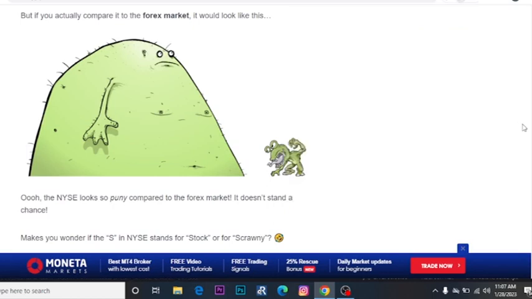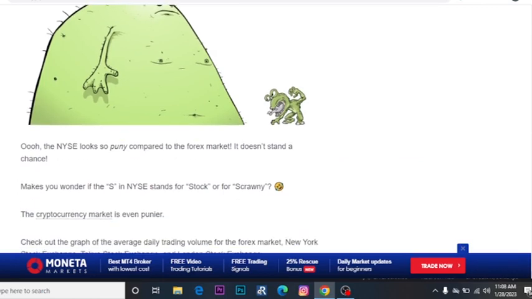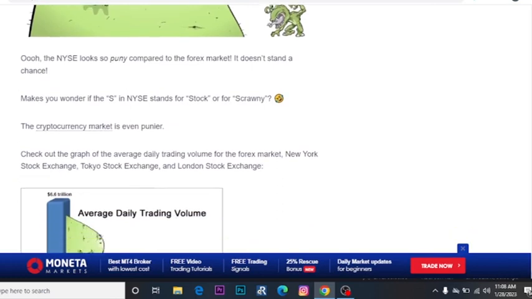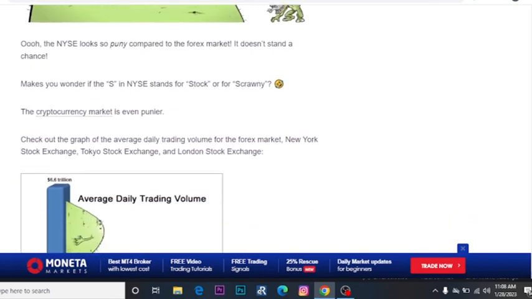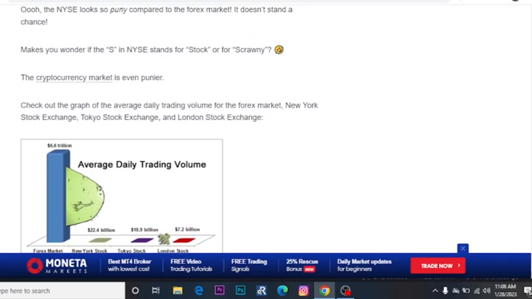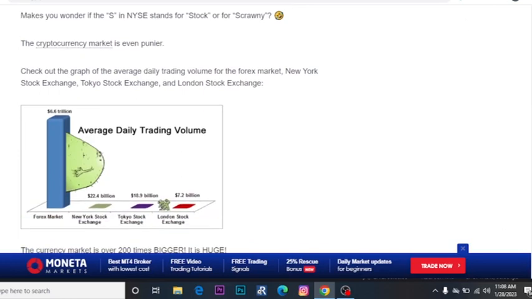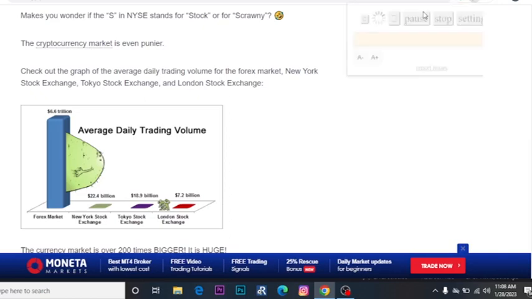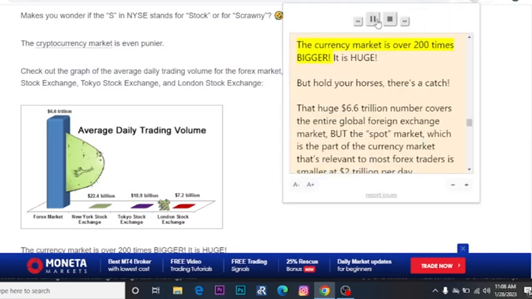Makes you wonder if the S in NYSE stands for stock or for scrawny. The cryptocurrency market is even punier. Check out the graph of the average daily trading volume for the Forex market, New York Stock Exchange, Tokyo Stock Exchange, and London Stock Exchange. The currency market is over 200 times bigger.